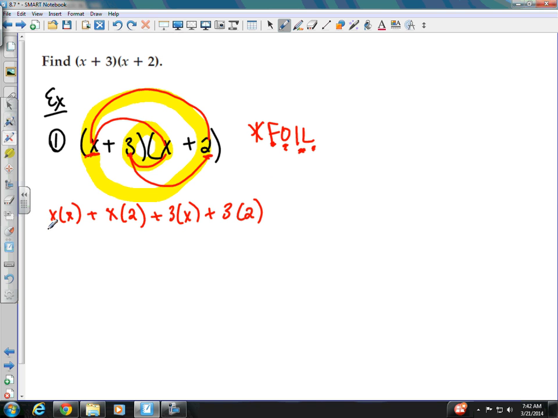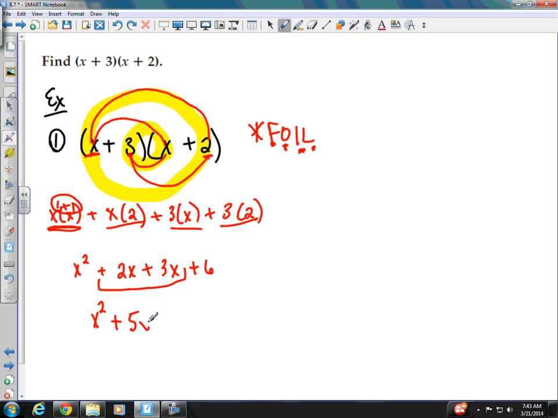So now let's simplify. x times x. Remember, we have to treat this like a monomial, so if it's like x to the first times x to the first, we add our powers, so it'd be x squared. Then x times 2 gives us 2x. 3 times x gives us 3x. And 3 times 2 is 6. And as always, we have to check to make sure if it can simplify. I have only one x squared, so I'm just going to drop it down. But I have 2x plus 3x, which makes 5x. And my plus 6 is all by itself, so it just drops down. And that's our answer. That's as far as we can go.